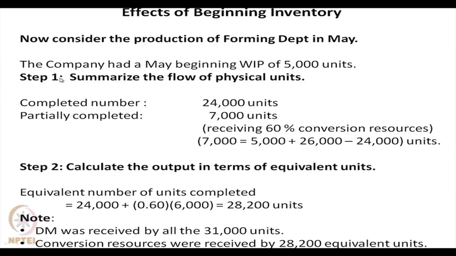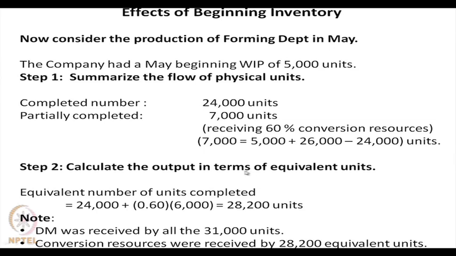Now, as before, the 5 steps are to be applied. First step is summarize the flow of physical units, completed number, 24,000. Partially completed items are 7,000 units on an average that have received 60% of the conversion resources. 7,000 comes because 5,000 units were there, 26,000 units production started, 24,000 units production completed and transferred. 7,000 remains with the forming department.